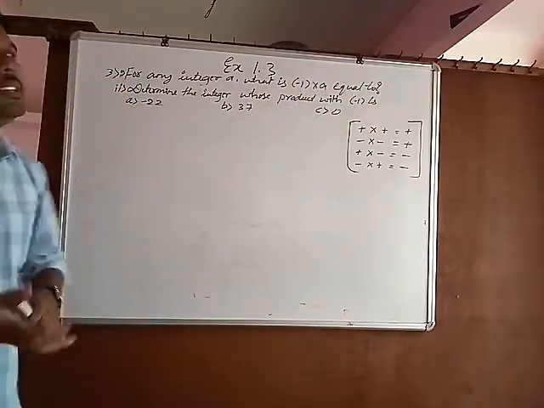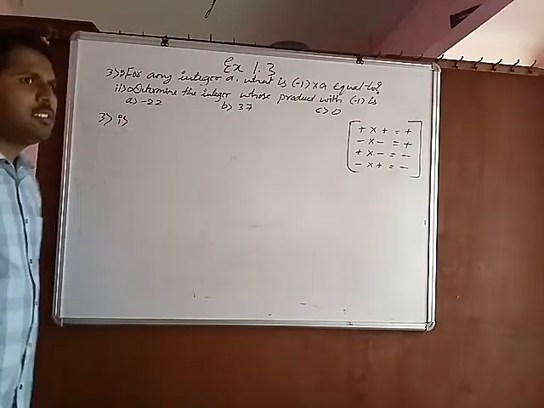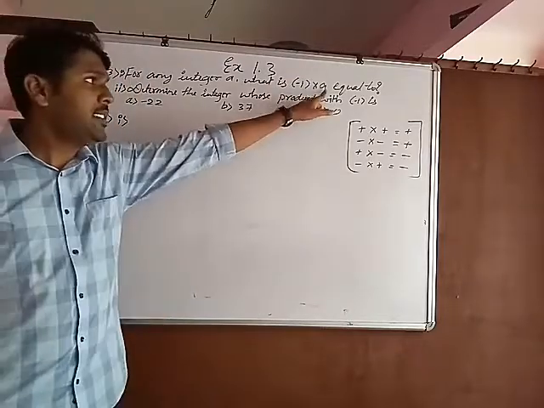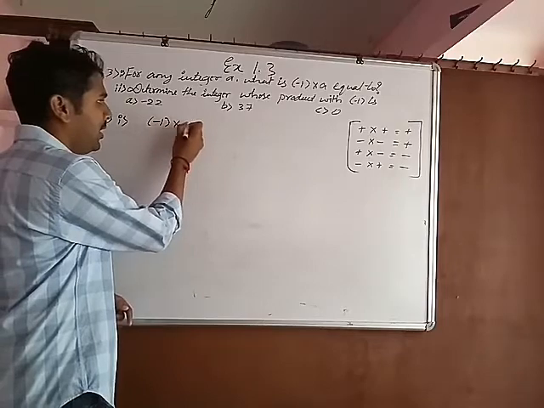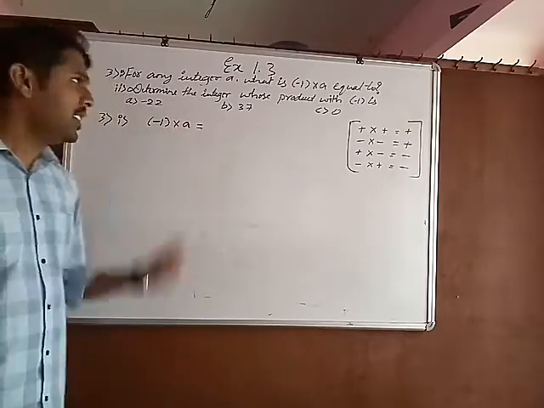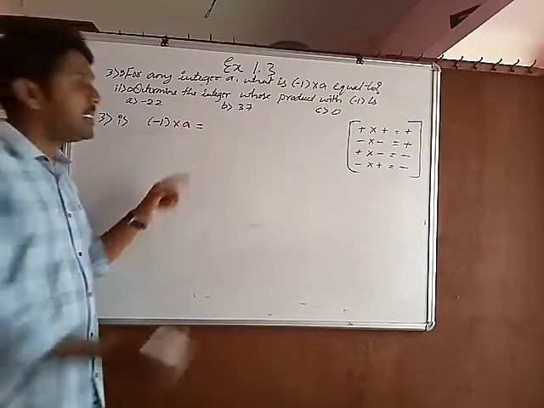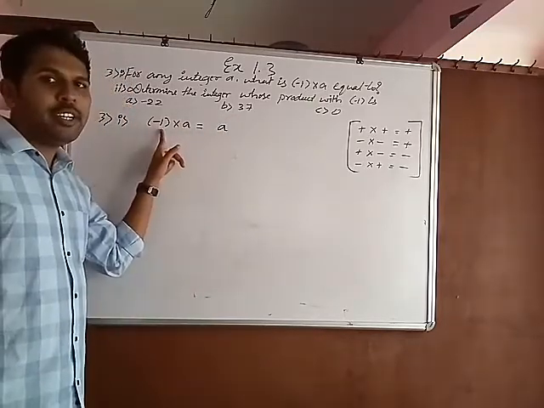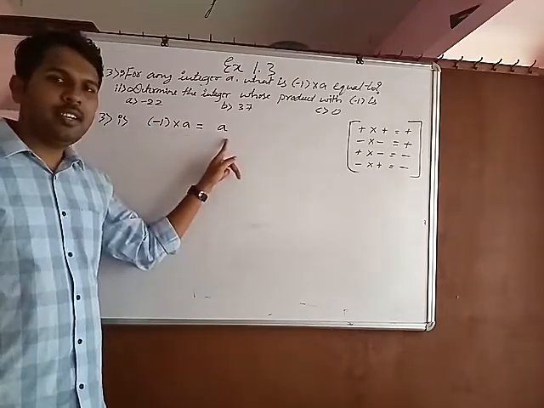So how to solve this one? This is very simple. First, just find the product of minus 1 into a. So a is any integer. Minus 1 into a equals what? First leave that sign. 1 into a, what is the answer? It is a. Why? Because 1 is the multiplicative identity. When you multiply 1 to any integer, you get the same integer.